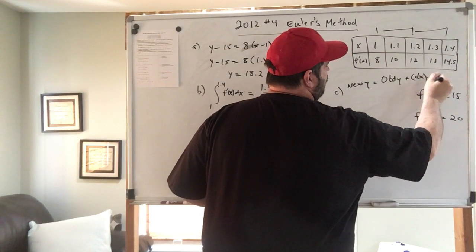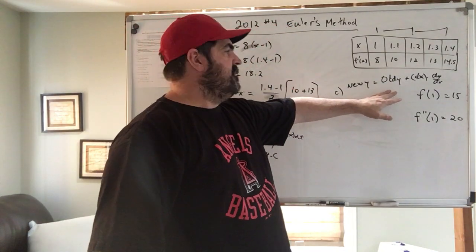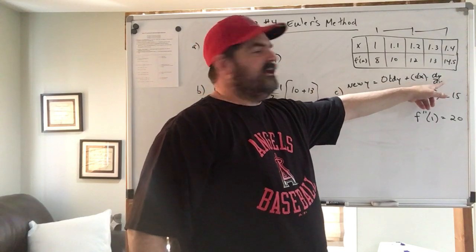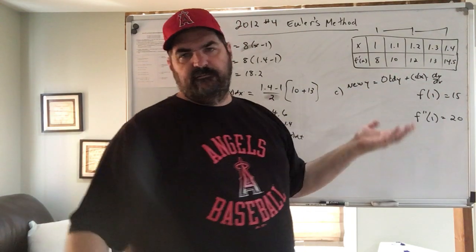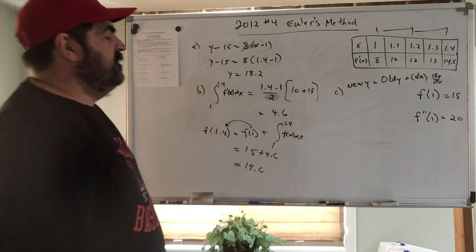If you remember why that works, you have your old y. When you multiply the step, the change in x, times dy/dx, the dx cancels, so what you have is your old y plus change in y is your new y. It's kind of similar to what we just did here. So let's see what we got.